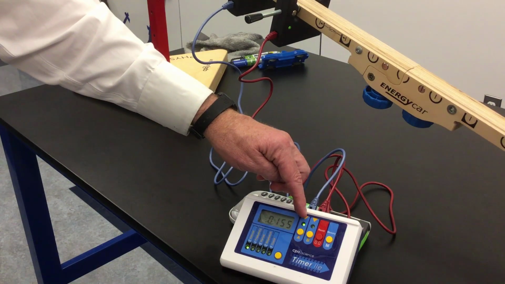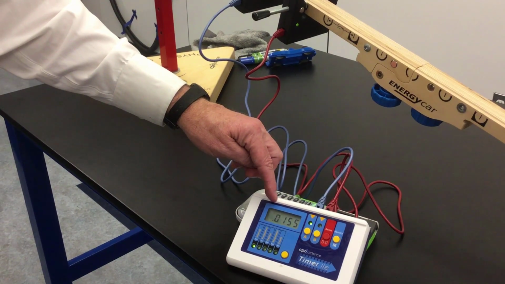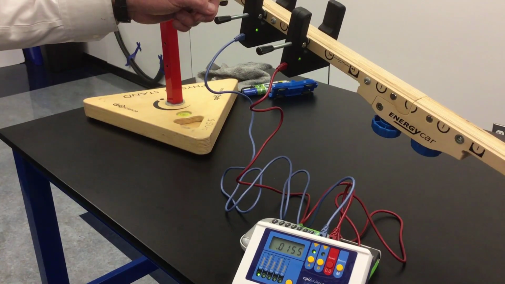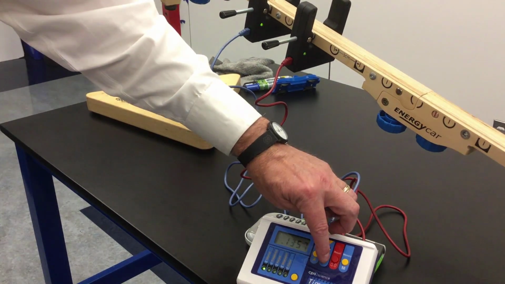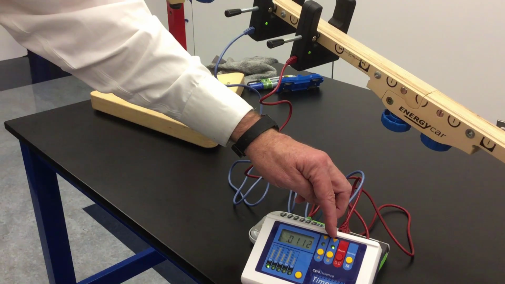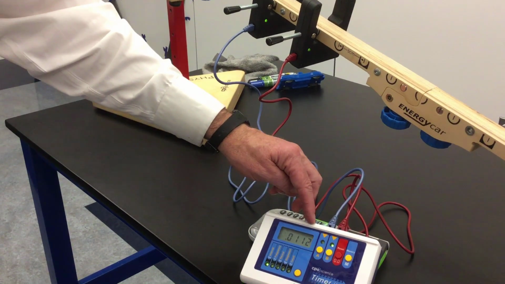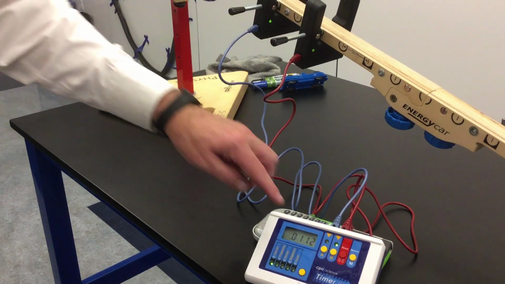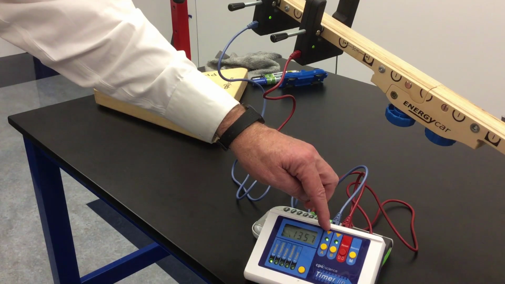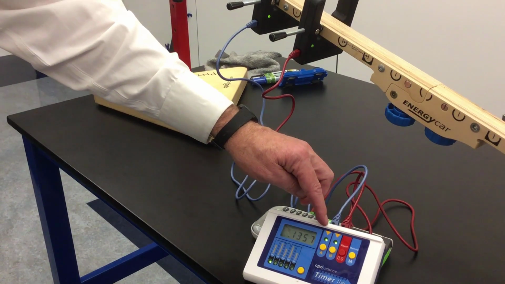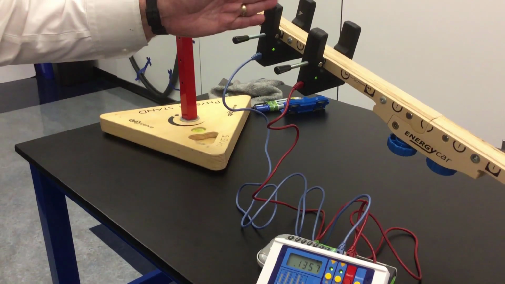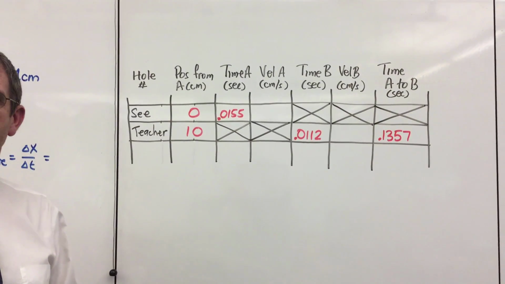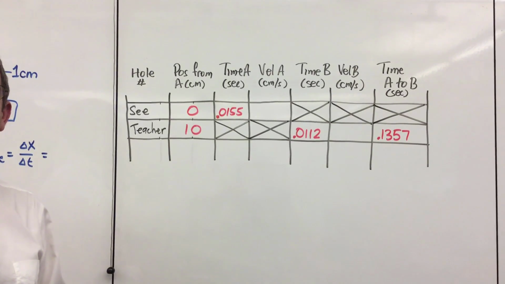With light A on, the time required for the car to pass through photo gate A is displayed. With light B on, the time required for the car to pass through photo gate B is displayed. With lights A and B on, the time required for the car to pass from A to B is displayed. We'll transfer the information from our timer to table 1.